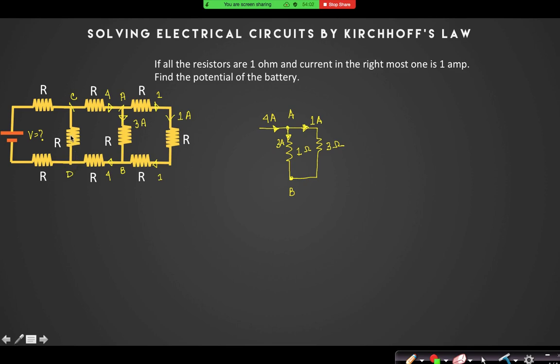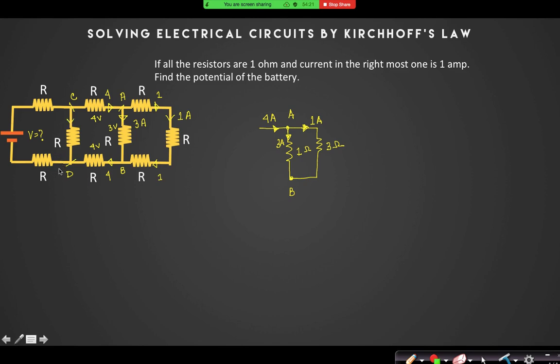Between C and A, it is 4 volt. Between A and B, it is 3 volt. And between B and D, what is the potential drop? Again 4 volt. So what is the potential drop between C and D? 11 volt.